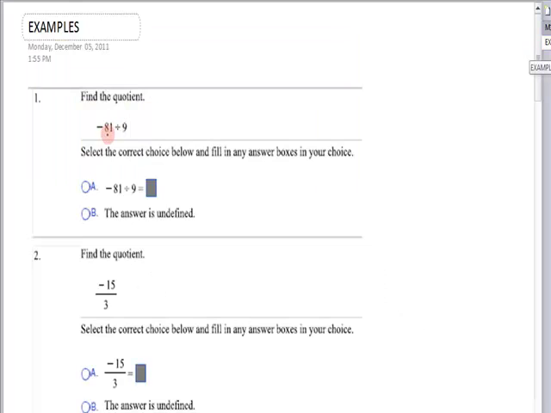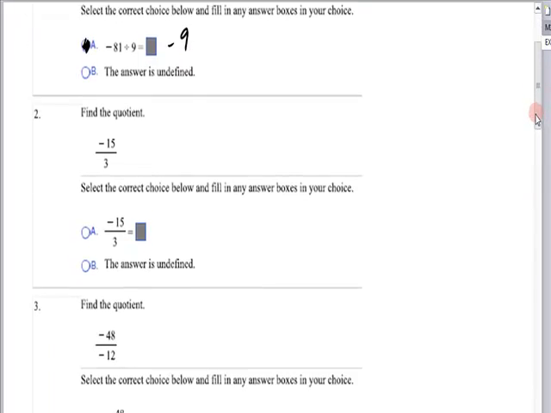All right, the first one says to find the quotient of negative 81 divided by 9. Okay, a negative divided by a positive, different. It's going to be negative. 81 divided by 9 is 9, so my answer is negative 9. You would choose choice B if you're dividing by 0.